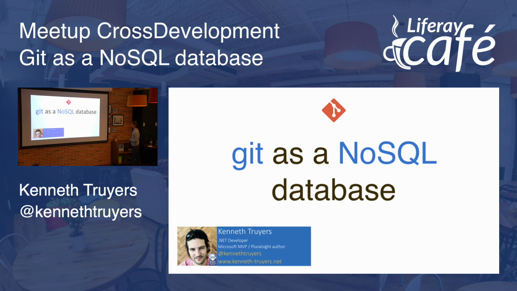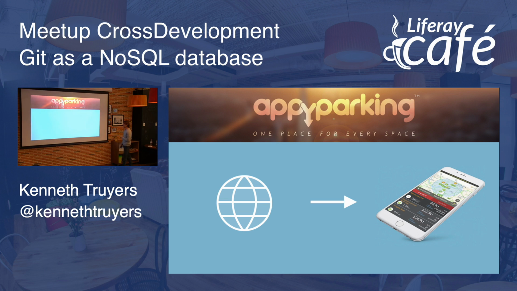I'm Kenneth. I'm a Microsoft MVP, and I work mostly in .NET and Azure. I'm Belgian. I live in Mallorca, and I work in London at a place called Epi Parking. So it's a small startup. And what we do is, as the name implies, we provide a parking app to people so they can find parking spaces and all that.